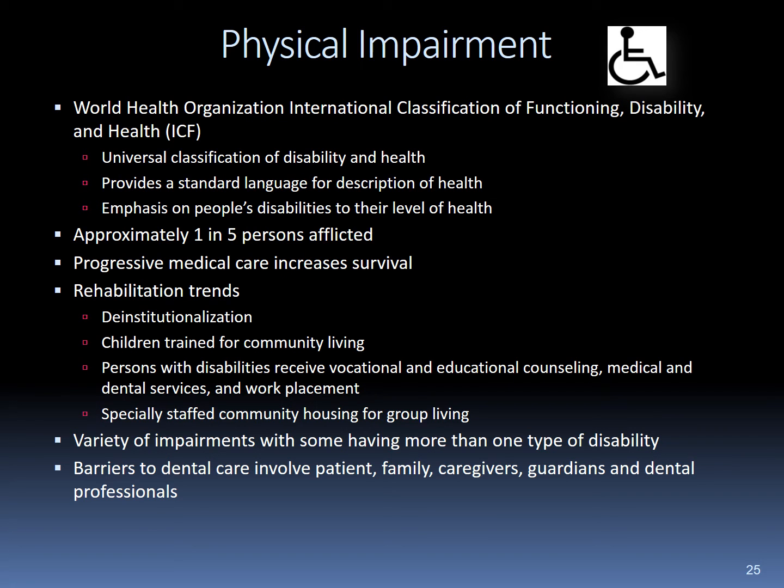The World Health Organization International Classification of Functioning, Disability, and Health is a universal classification of disability and health worldwide. This classification provides a standard of language for the description of health that is understood for the physically impaired. The emphasis on a person's disability is compared to the level of health. Approximately 1 in 5 persons are afflicted by a disability.